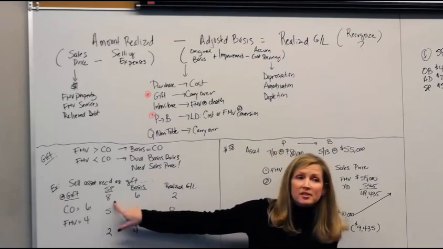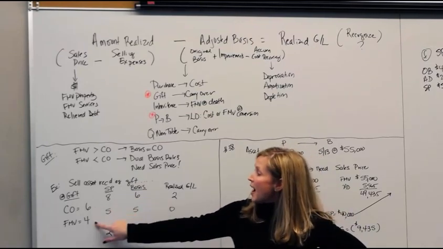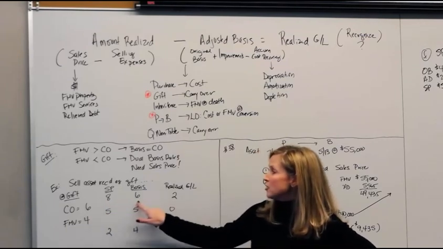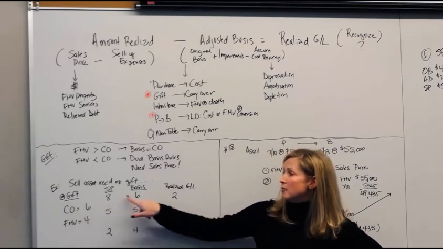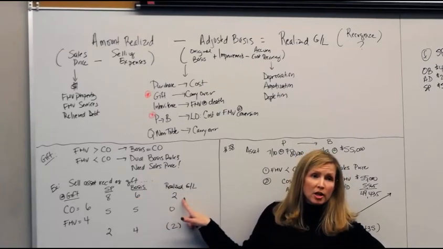In my first scenario, I'm gonna sell it for 8, okay? Well, the sales price is higher than either of these numbers. So pick the higher of the two figures, okay? 8 minus 6. And then my realized gain would be 2.